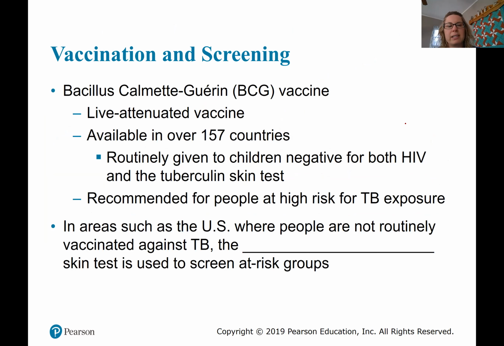There is a vaccine for tuberculosis. It's not routinely given to people in the US, but if you have HIV or live in other countries, or if you're traveling to an endemic area, you may need to get the vaccine. Typically people in the US, and if you're going into healthcare, you may have already been or will be screened for tuberculosis with a tuberculin skin test.